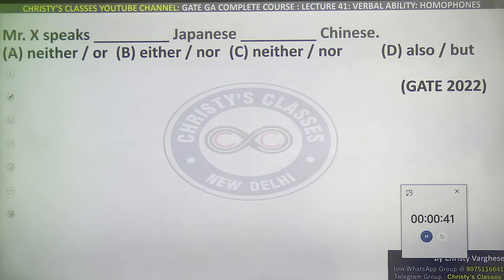And which part of speech is this? Can you mention which part of speech? All the options are giving one single part of speech. Which one? Conjunction, right? Just like not only but also. Here also, or and, this is also a conjunction.